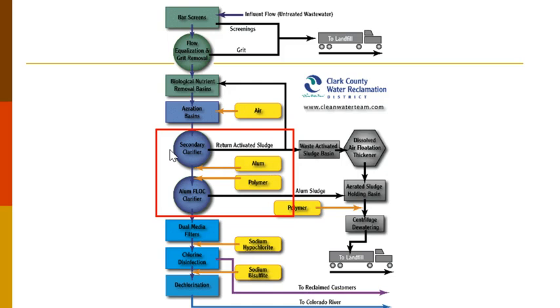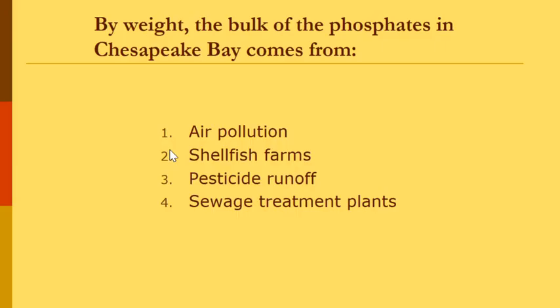And the other component of this is going to be the chemical component. Okay, there are lots of things, especially your nutrients that are going to be in from organic waste that are going to be in this water. So here's your next question. By weight, the bulk of the phosphates in the Chesapeake Bay comes from air pollution, shellfish farms, pesticide runoff, or sewage treatment plants.